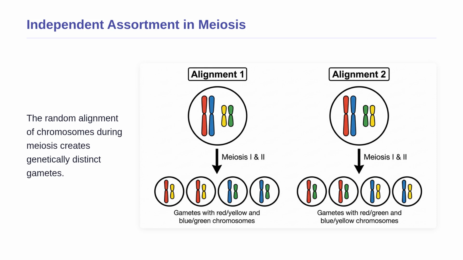Here, the red chromosome lines up with the green one instead. Both alignments are equally likely to happen. This visual perfectly captures the physical mechanism of Mendel's second law. It shows that inheriting the red chromosome does not dictate whether you get the yellow or the green one, creating 4 genetically distinct gametes.